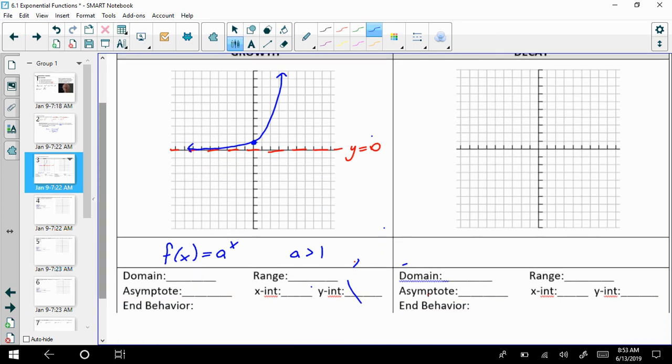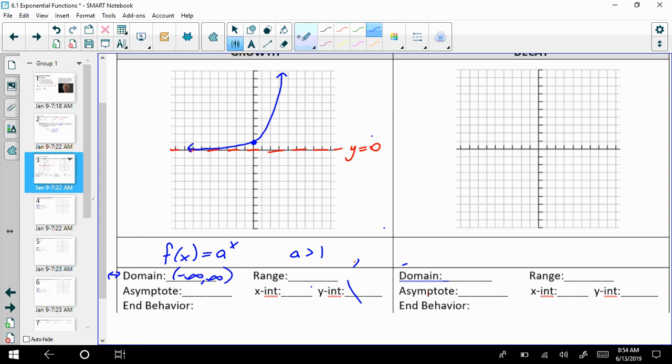If I asked you to tell me the domain of this graph, remember domain, we're looking left and right. So how far left does the graph go? Well, it keeps going left. How far right does the graph go? Well, it keeps going right. So my domain is negative infinity to infinity, everything. That will always be the domain for exponential functions. Always.